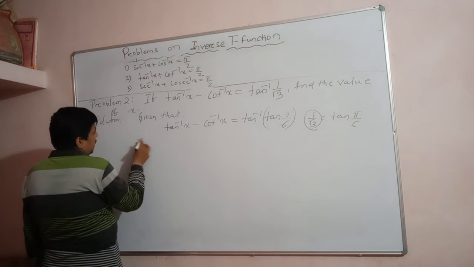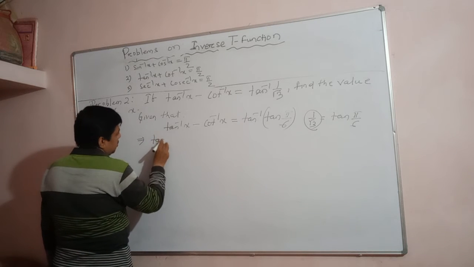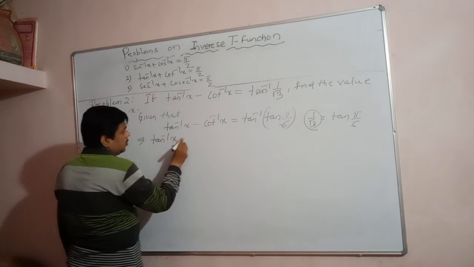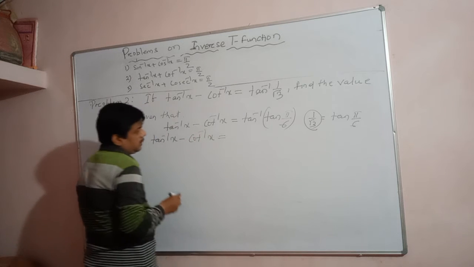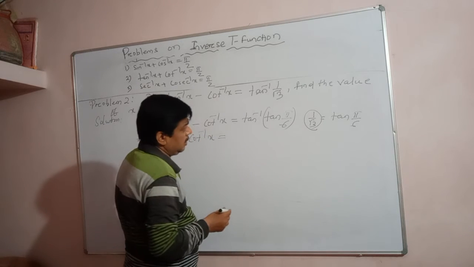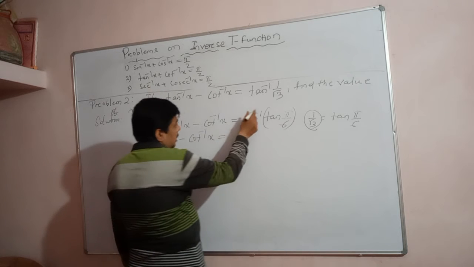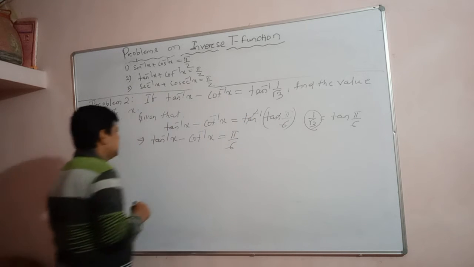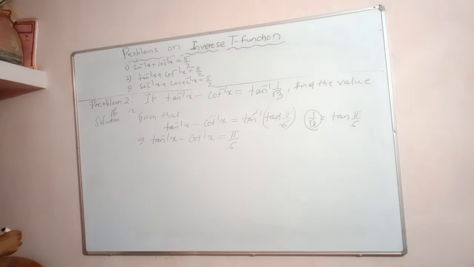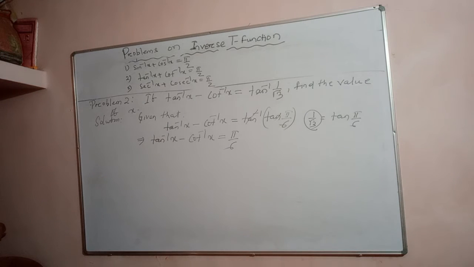So that implies tan inverse of x minus cot inverse of x is equal to how much? Now tan inverse cancels. This is pi upon 6. Clear? So tan inverse of x minus cot inverse of x is pi upon 6.